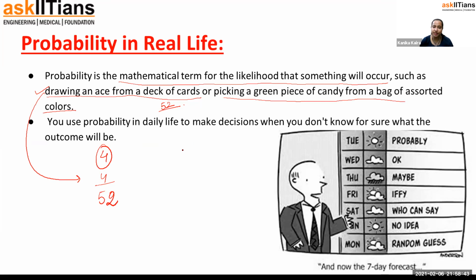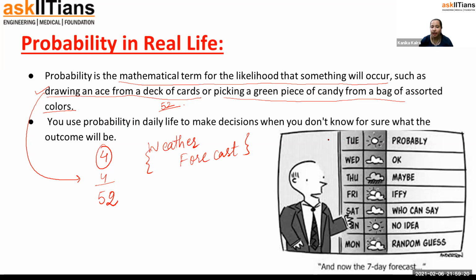Like, out of a bag of assorted colors of candies, what is the probability that you will pick a green color piece? So this is how you can relate probability in real life. Probability can be used to represent data in the form of numbers for uncertain situations. Like you must have seen the weather forecast. They never tell you the data for 100% results. They give you the probability that it might rain.